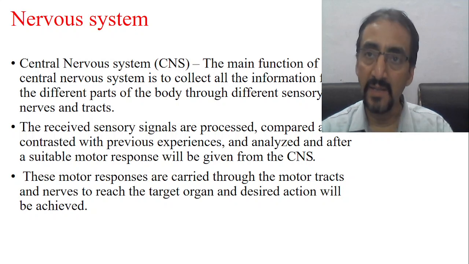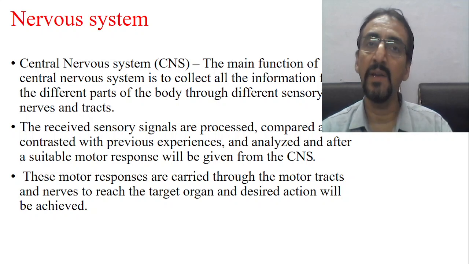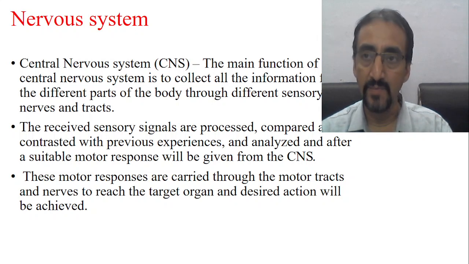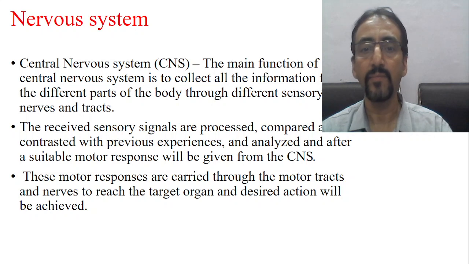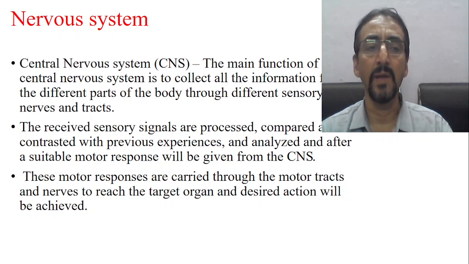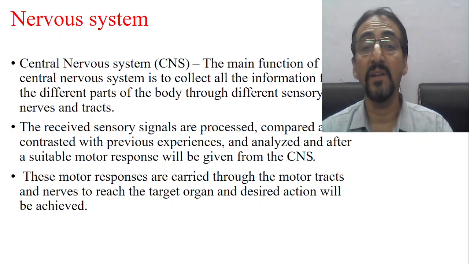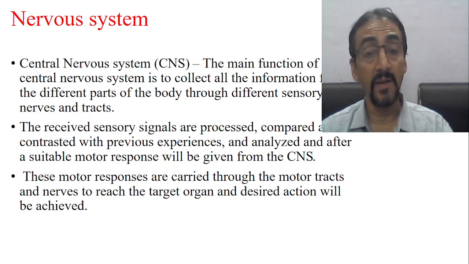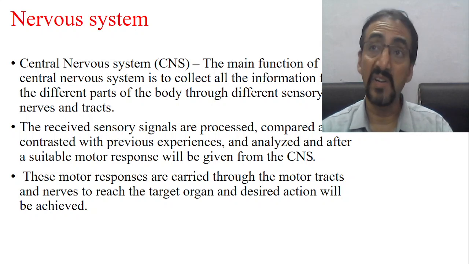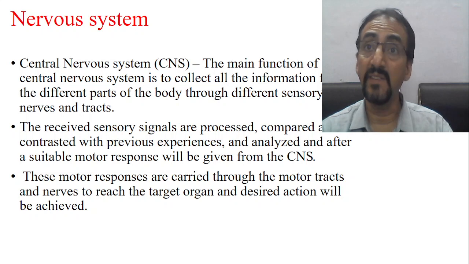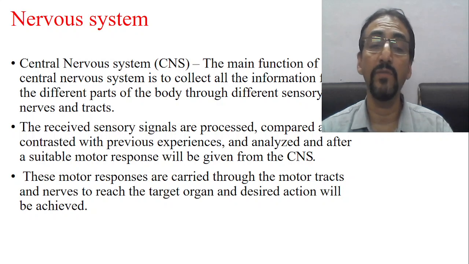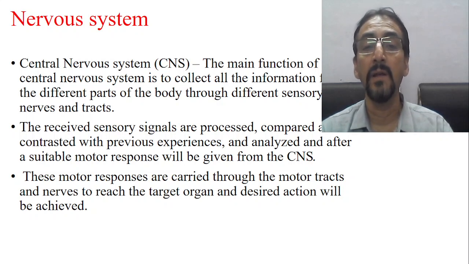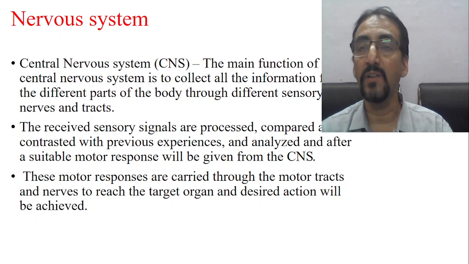So collecting these signals and afterwards giving a motor response against that particular signal, that is the main function of the central nervous system. The received sensory signals are now processed, then compared and contrasted with the previous experiences and analyzed, and afterwards a suitable motor response will be given from the CNS. So this is what the CNS is actually doing.